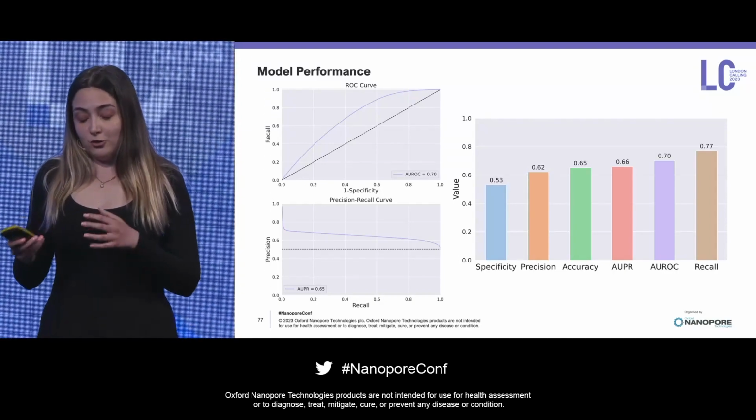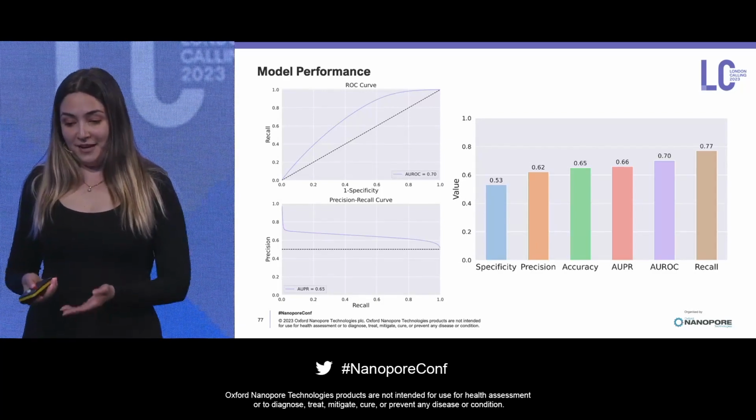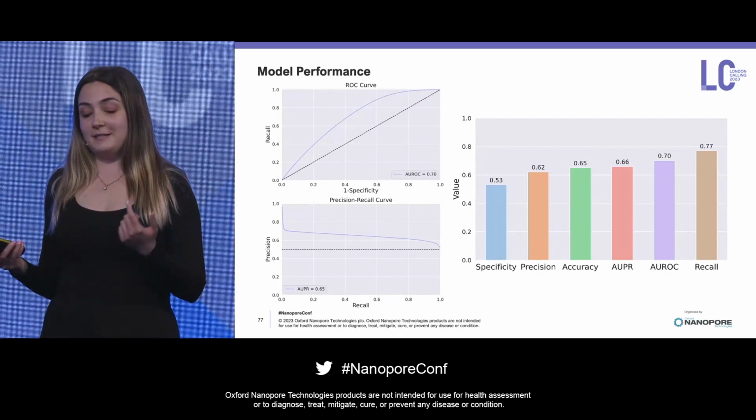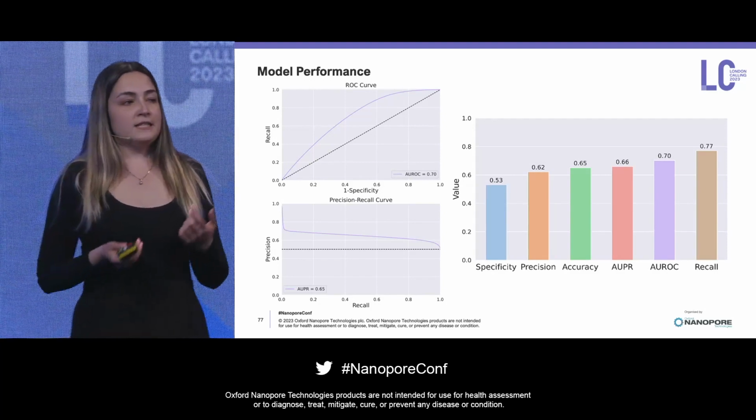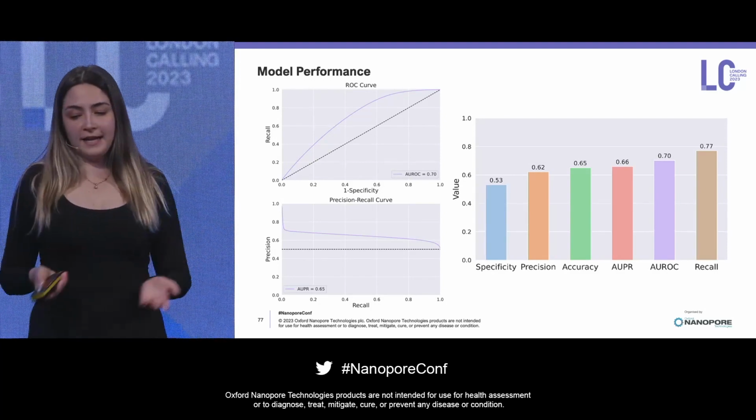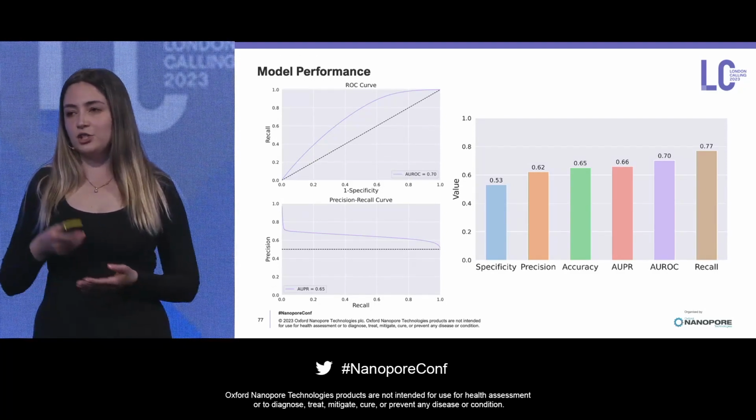So the model detects viable DNA well. However, the specificity is pretty low. And we think that this might be caused by a mixture of dead DNA in the supernatant, which died at different time points.